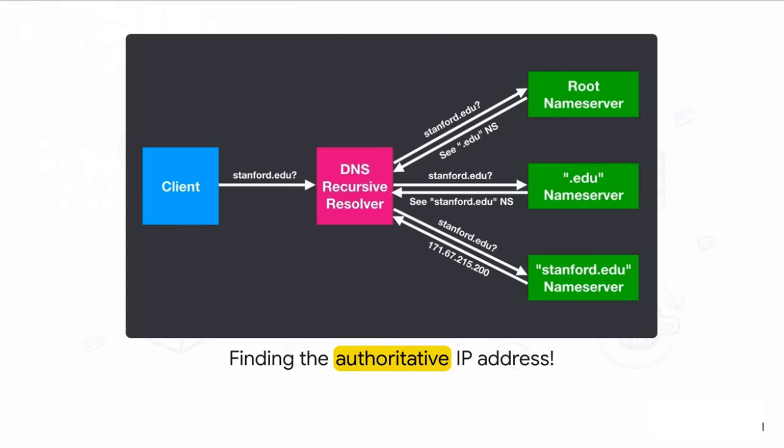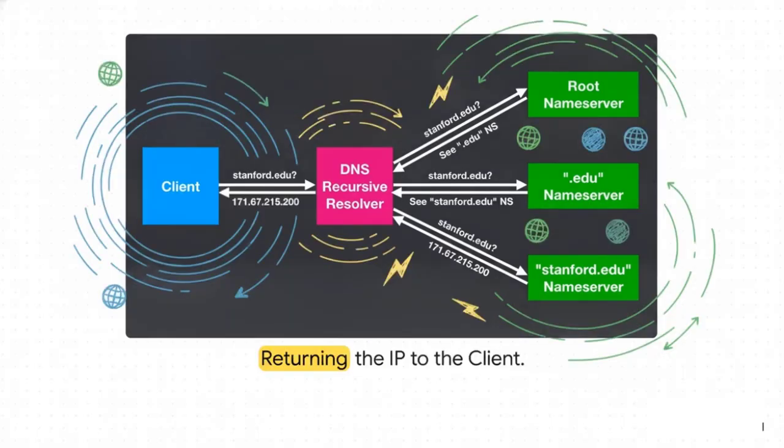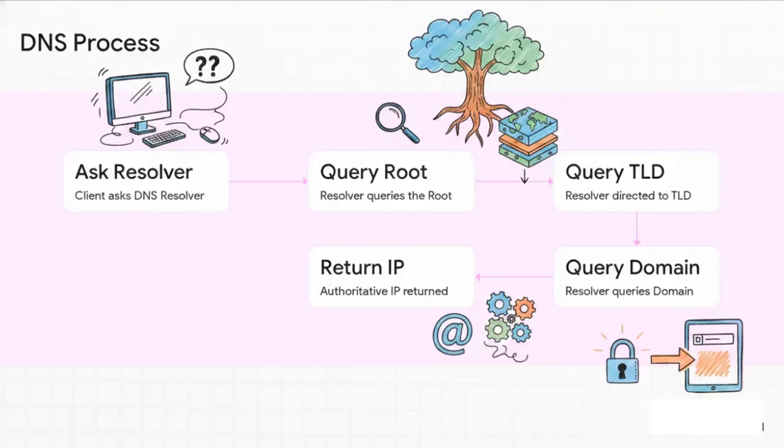Finally, our tireless resolver asks that specific domain server. And because this server is the ultimate authority for this domain, it replies with the big prize, the actual numerical server IP address we've been looking for. In the very last step, the resolver hands this numerical IP address, in this case, 171.67.215.200, right back to your browser. Your computer finally knows exactly where to connect. And what's absolutely mind-blowing here, this massive global search, bouncing between multiple servers around the world, all happens in just milliseconds. It's crazy.